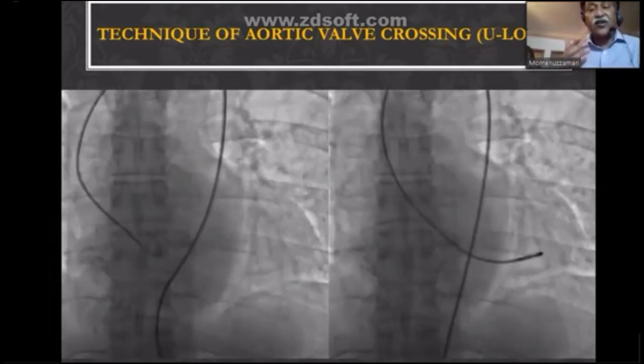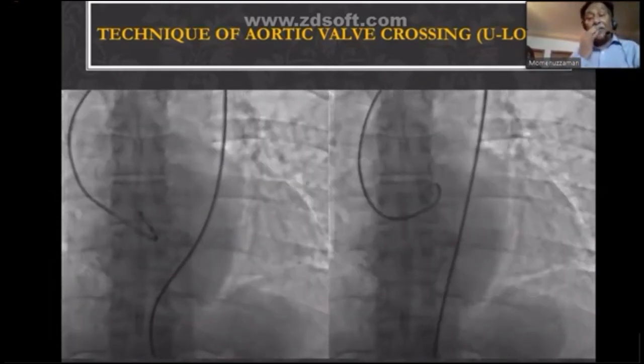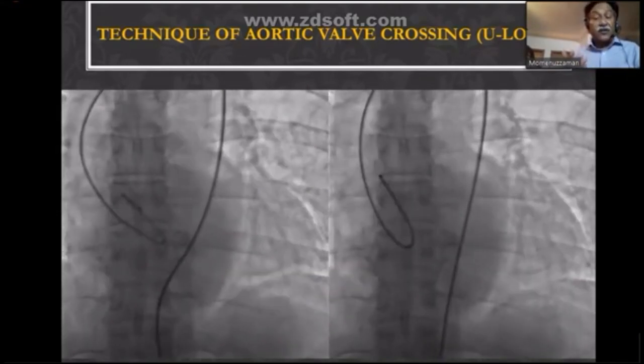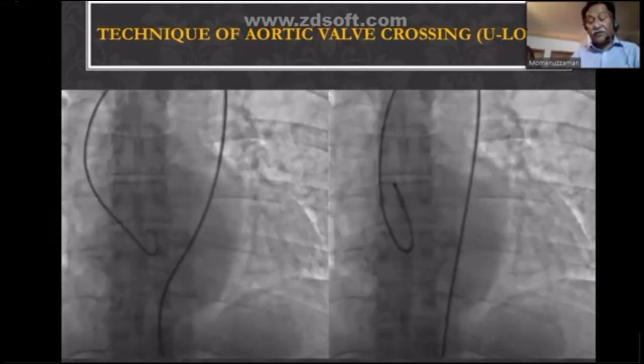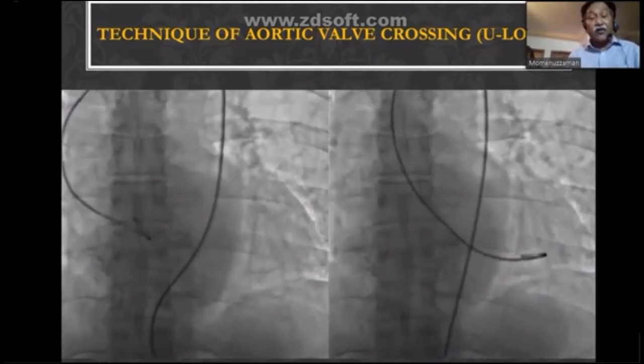It's not that it has gone accidentally. It is the technique to cross the aortic valve in a patient with aortic sclerosis, although we don't need to do it nowadays because of the echocardiographic benefit.